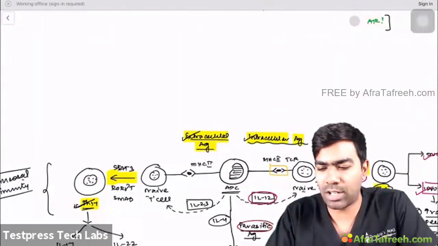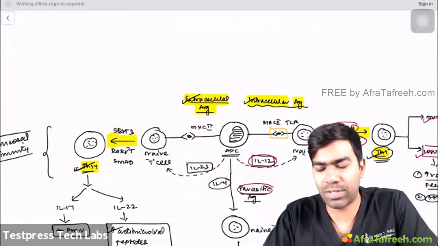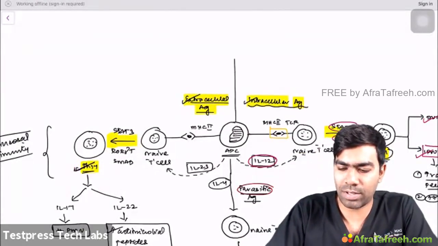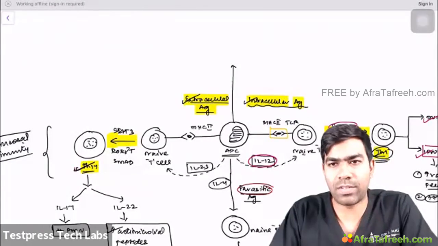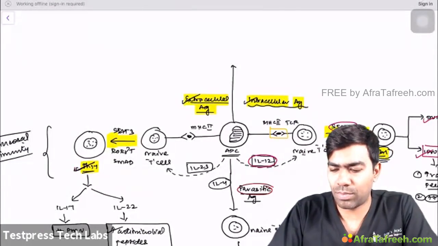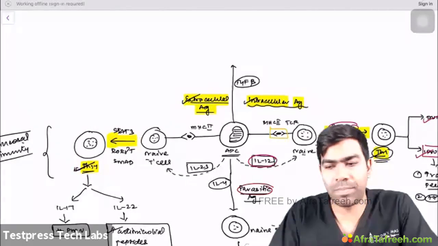And more than that, you should have a regulatory pathway. Of course, I told you, it's not only about having inflammatory pathways, whatever we discussed, T helper 1, helper 2, and helper 17 pathway, but we need to have some sort of regulatory mechanism also. As far as the regulatory pathway is concerned, this pathway is to produce the T regulatory cells. So let us assume this pathway is mediated by TGF beta. So what makes the APCs produce TGF beta?